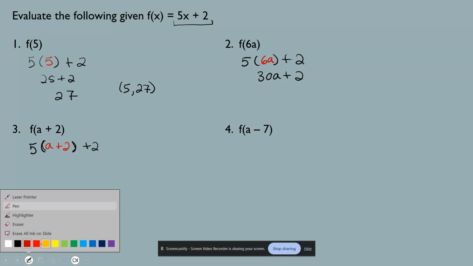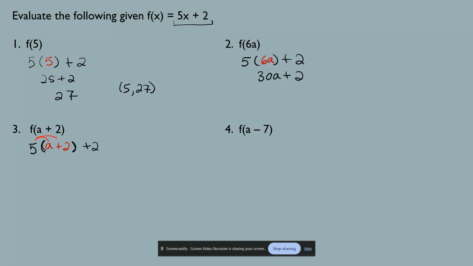After I have done that, I'm going to distribute my 5. So you end up getting 5a plus 10 plus 2. Then I can combine these two here, so you end up getting 5a plus 12.